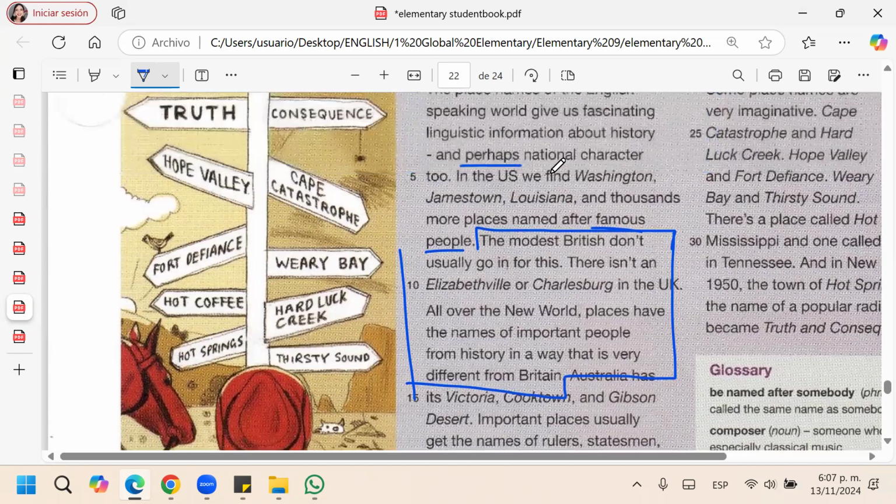So in the United States, it's really common to use the names of important people, like for example, George Washington, for the places, for the cities, like Washington, Jamestown, Louisiana, etc. In the United Kingdom, no, they don't do it. In the United Kingdom, they don't use the names of important people for places. They don't have Elizabethville, Charlesburg, no. They don't use the names of people for places, no.